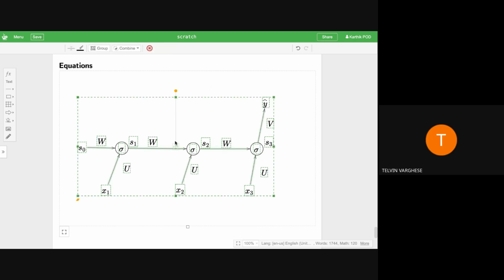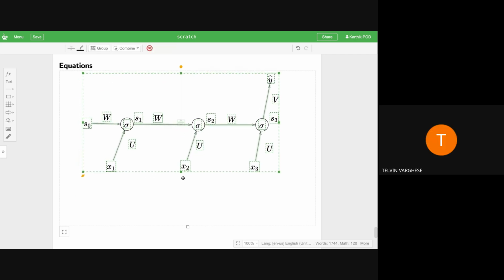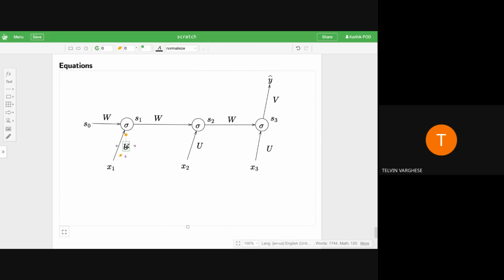So U and W are not constant, right? U and W are shared, but they are the weights. So weights are not constant, the weights keep changing. So it's W1, U1 like that. They're not constant in the sense that during training they will keep evolving, but once you train the model, they are fixed.